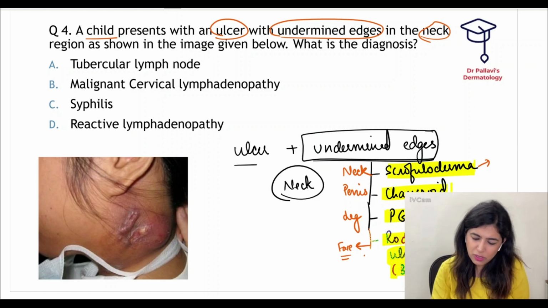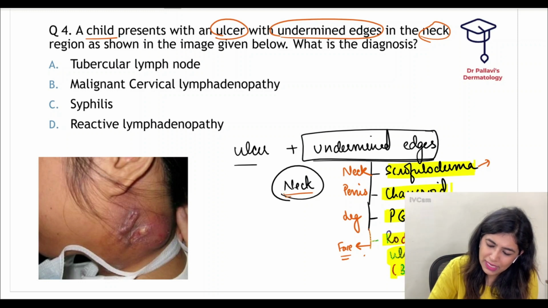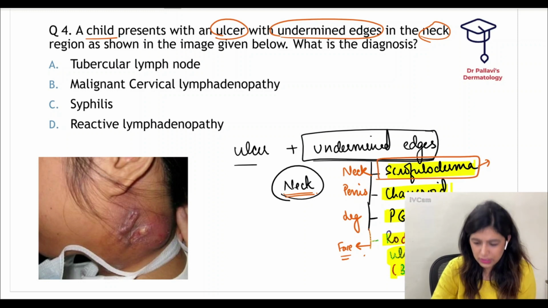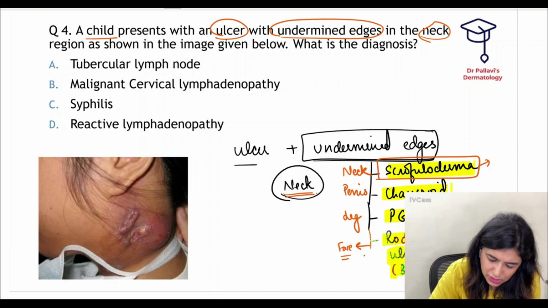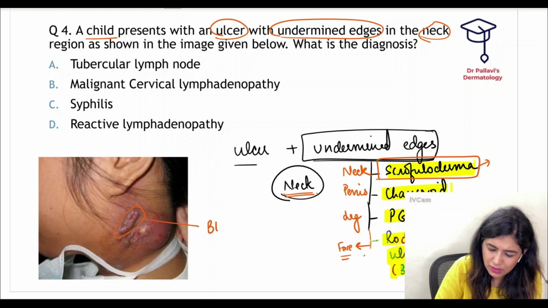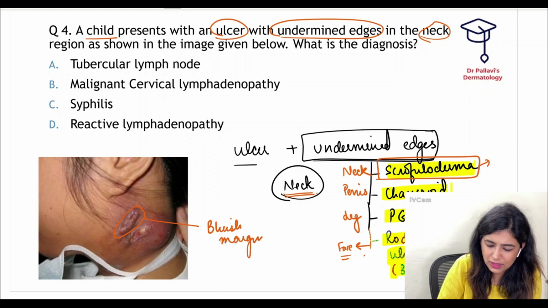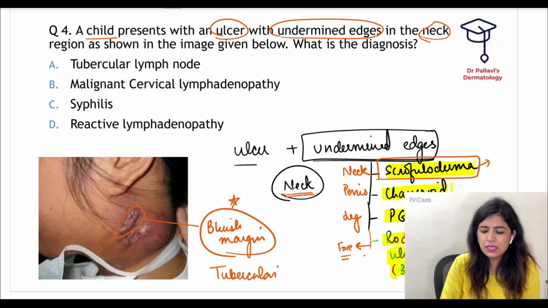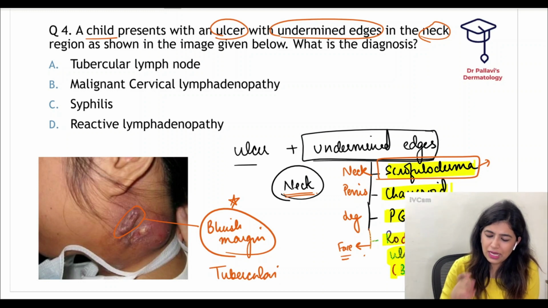Now coming back to our question, ulcer with undermined edge on the neck, out of these it is Scrofuloderma. Now look at the image here. In the image you notice another thing, which is a bluish or violaceous margin of the ulcer. This bluish margin is again very typical of tubercular ulcers.